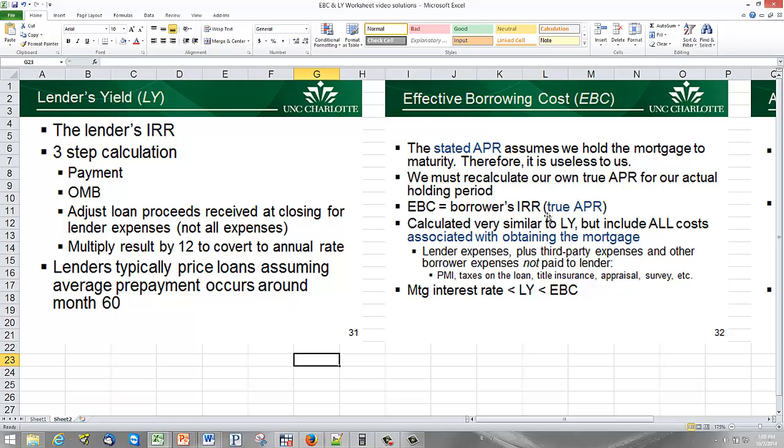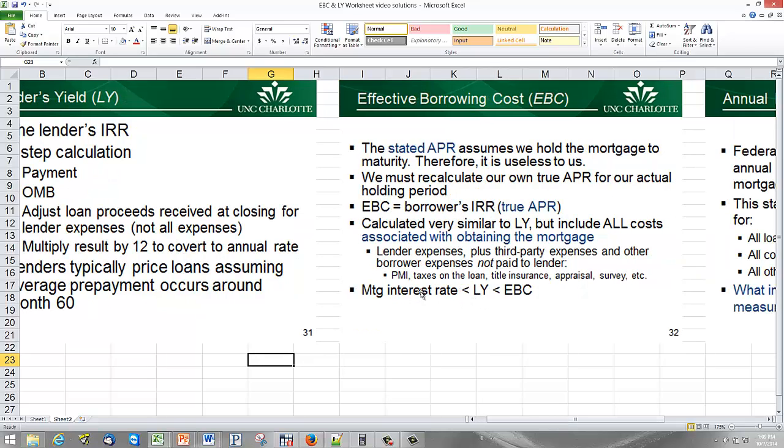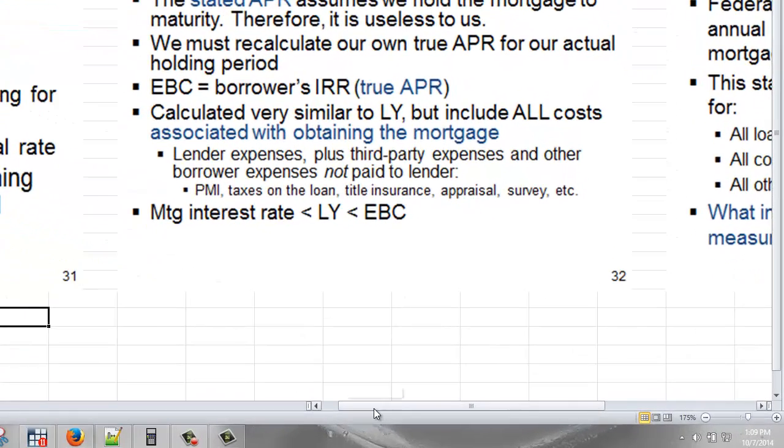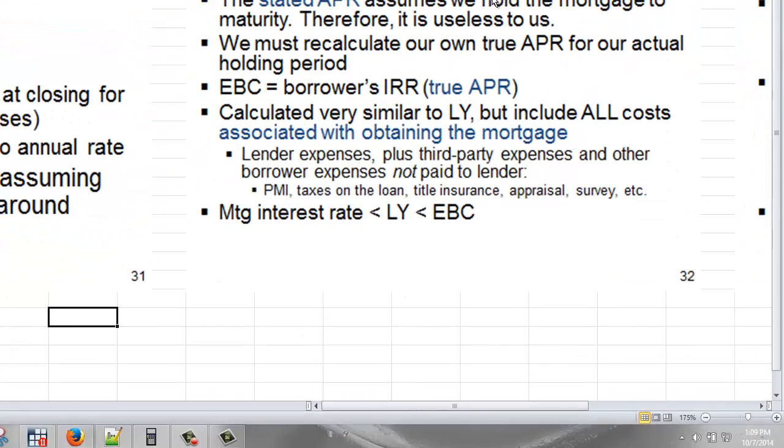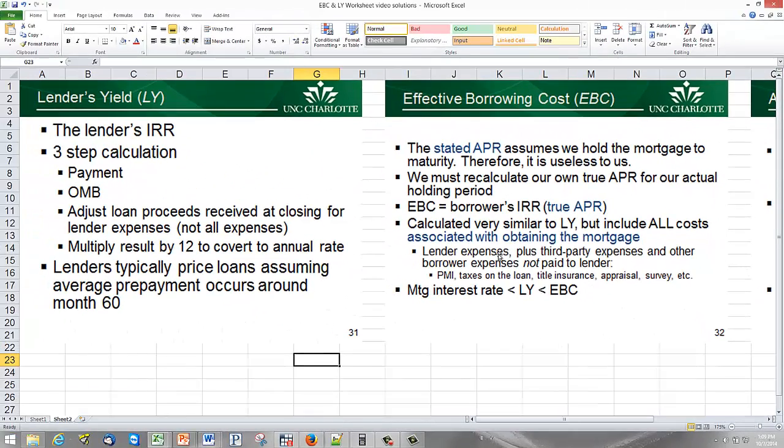all into an interest rate in terms of present value. A couple of notes: the calculation is very much like how you calculate the lender's yield. Also, this is the general relationship that holds: the mortgage interest rate is usually less than the lender's yield, which is less than the effective borrowing cost. The key insight is that on the EBC side, we want to include all mortgage related closing costs, those paid to the lender and those not paid to the lender.